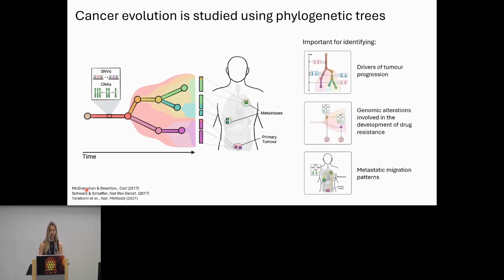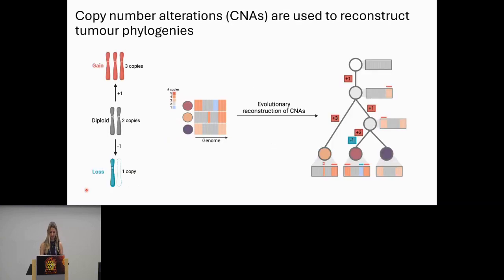The importance of identifying phylogenetic trees in the context of cancer is that it may enable us to identify drivers of tumor progression or genomic alterations involved in the development of drug resistance, as well as to infer metastatic migration patterns to determine how the cells move around the body.